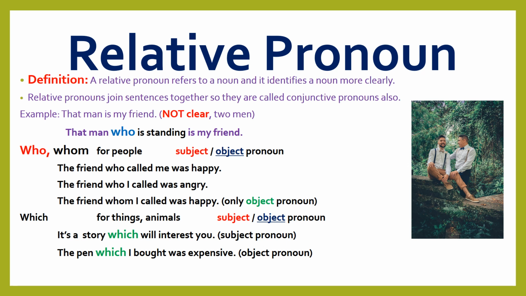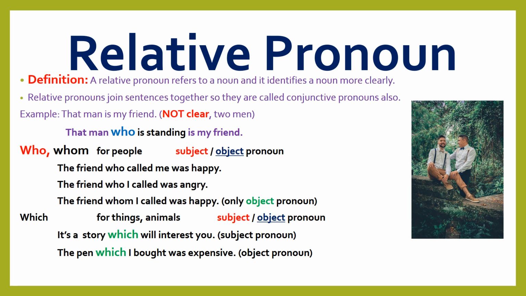Here we have the example. You can see a picture before you on the screen. There are two people in the picture, and if a person says, "That man is my friend," you are not clear, because there are two people and the statement is not clear. You are not identifying which person is the friend of the speaker.